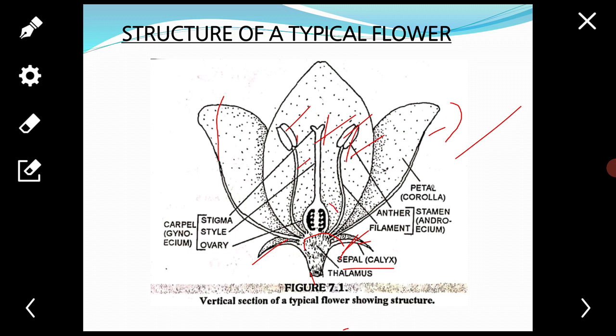One is the ovary. Ovary is the basal swollen part of carpel or the gynoecium, which bears one or many ovules. Next, that is the stigma. It is the receptive spot which lodges the pollen grains. Third, that is the style. It is a connection between stigma and ovary.